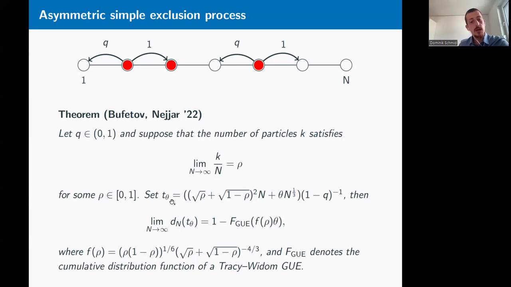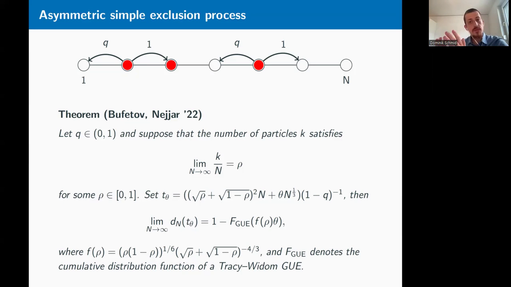we look at the mixing time, so again, let me say that q is between 0 and 1, so we are in the asymmetric case, and we assume that the number of particles K satisfies that K divided by N goes to some density parameter rho between 0 and 1. Now, if we look at order n with an appropriate constant, so here the square root of rho plus 1 minus square root of rho, everything squared, and if we now look at a window of order n to the 1/3 and divide everything then by 1 minus q, then it turns out that the total variation distance will be given by 1 minus the cumulative distribution function of a Tracy-Widom GOE distribution.